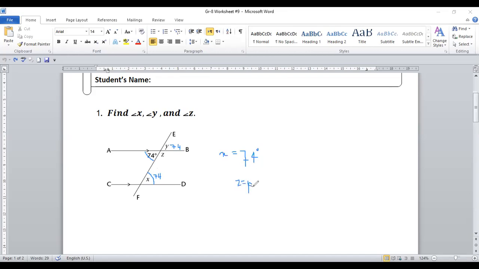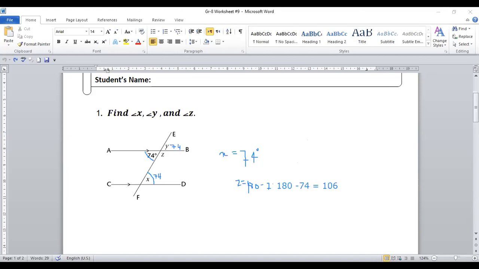So 180 minus 74. I think I'll use the text box. So that's going to be 180 minus 74. That's going to give you 106 degrees. So angle Z is going to be 106 degrees. You just use the trick wherever it is, you will find the answer very easily.